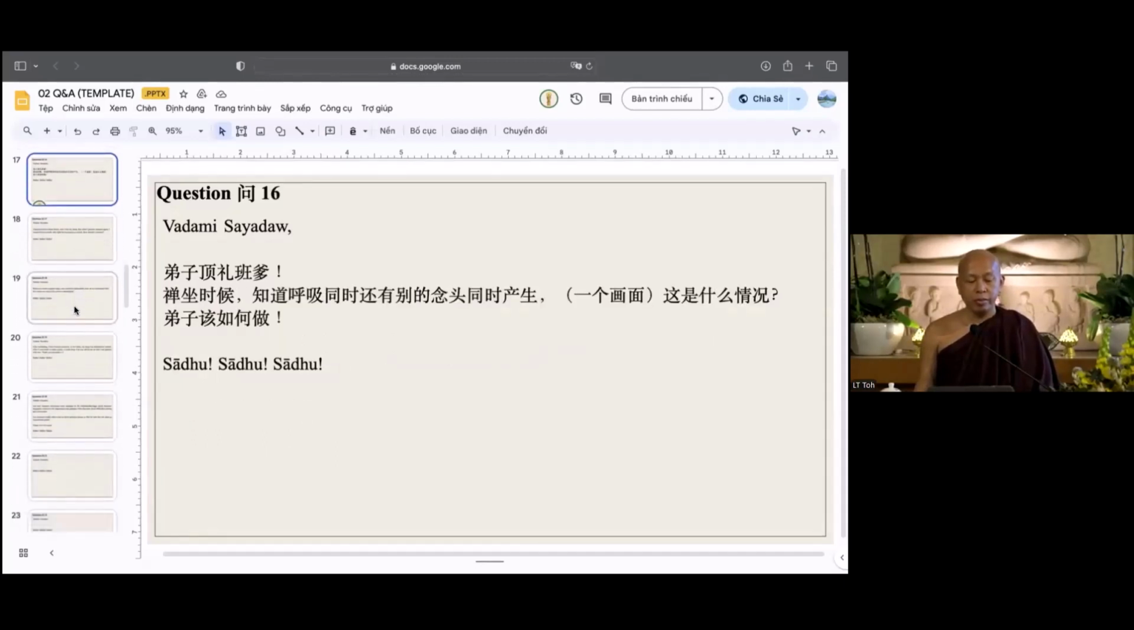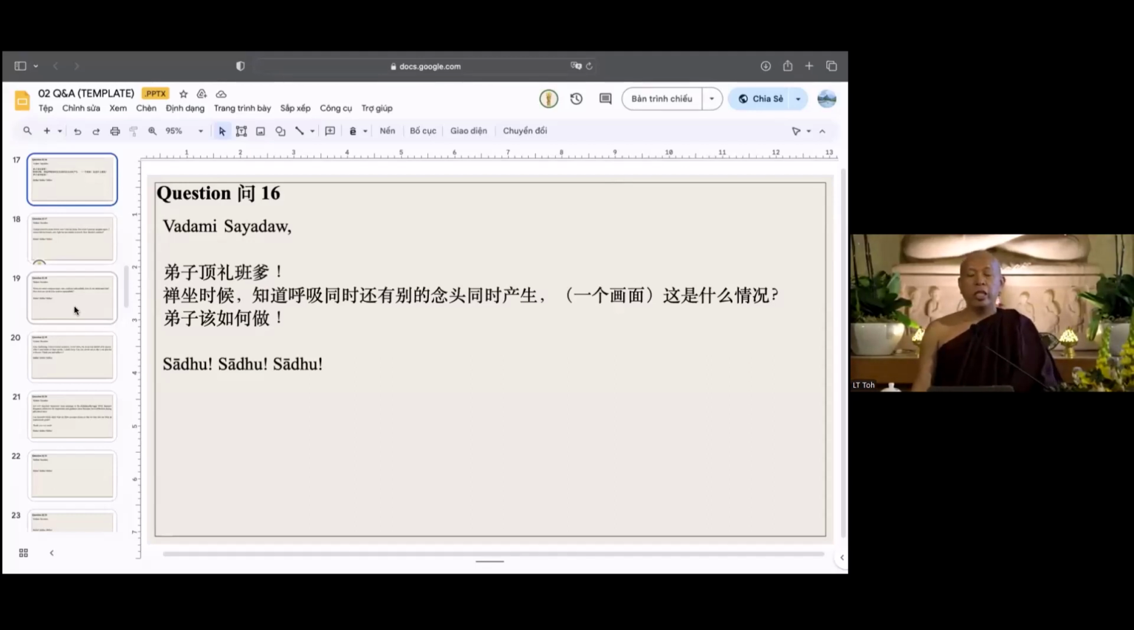Vandami Sayadaw, Vandami Bhante, during meditation, while knowing the breath, at the same time still have other thoughts arise. For example, some images. So, what is happening, and what should he do?